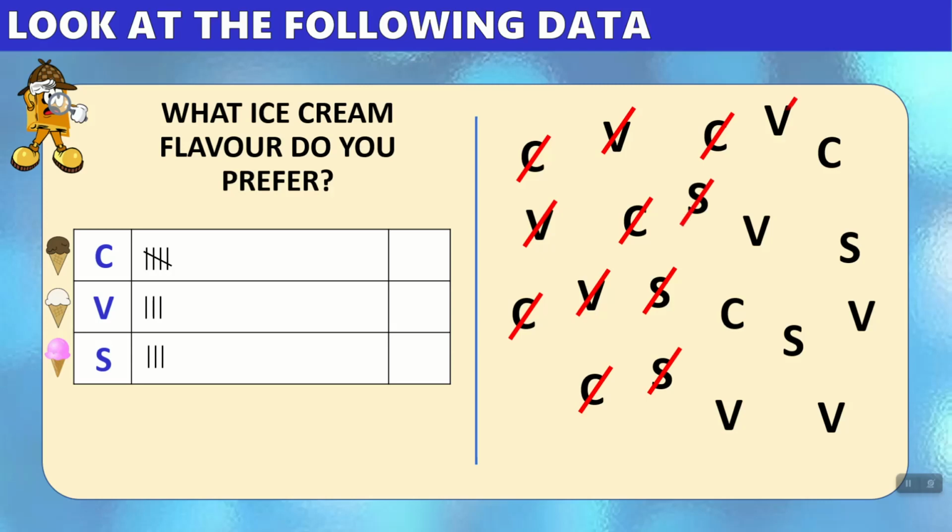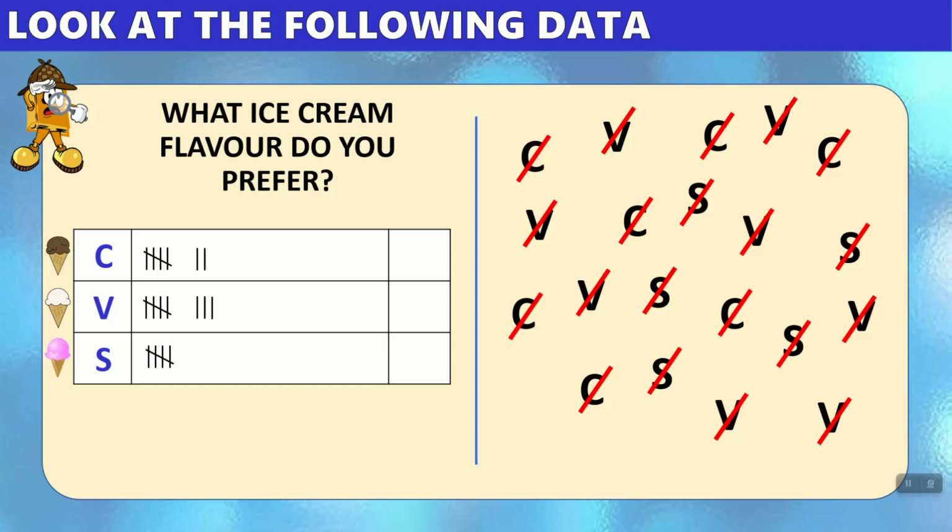S again, V again, C again, V, that makes 5. S, that's 4. Another C, another S, that's a group of 5. And then we have 3 more V's left in the group at the right. And we're now finished. And so we just count the number of tally marks we have.